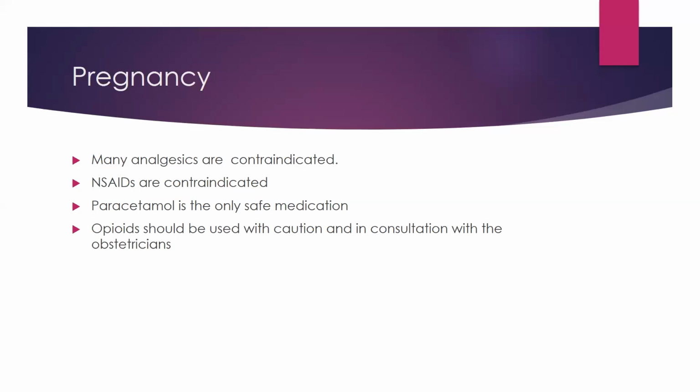So when we need to use opioids, it is important that we ascertain at what stage is the gestation, what are the risks that we are posing to the unborn fetus, and what are the risks to the pregnant patient, and what is their history of being exposed to opioids, whether they have been prescribed or not.